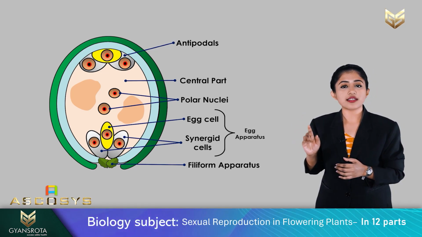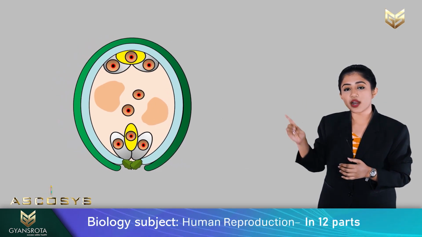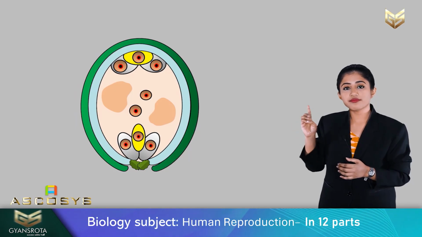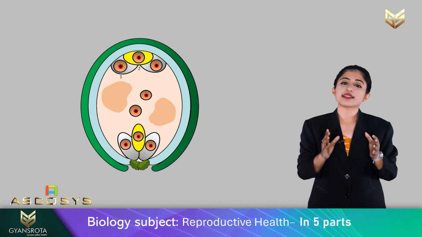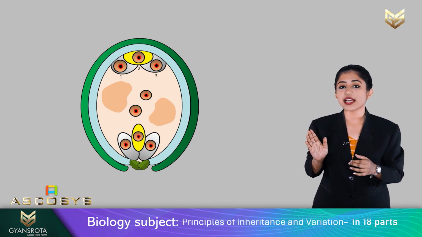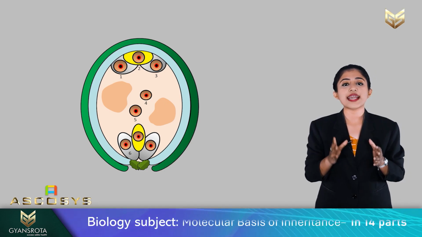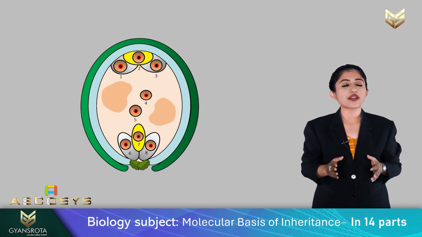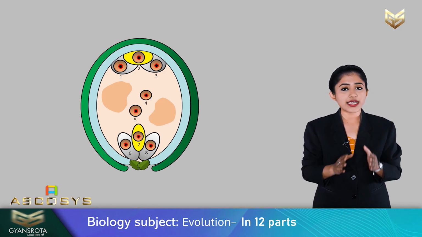What can you see here? There are 3 cells, 3 and then 3, that is 6, and then 1 more, so the whole gametophyte is containing 7 cells. And how many nuclei does it have? 1, 2, 3, 4, 5, 6, 7, 8. So 8 nuclei, right? So we call it an 8-nucleate, 7-celled female gametophyte. It is very clear to you.